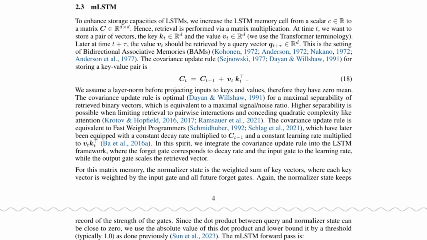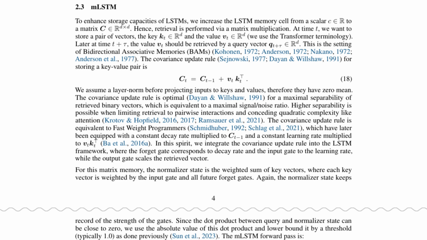2.3. mLSTM. To enhance storage capacities of LSTMs, we increase the LSTM memory cell from a scalar to a matrix. Hence, retrieval is performed via a matrix multiplication. At time t, we want to store a pair of vectors, the key and the value. We use the transformer terminology. Later, at time t plus tau, the value should be retrieved by a query vector.